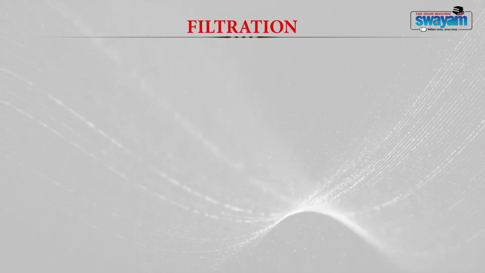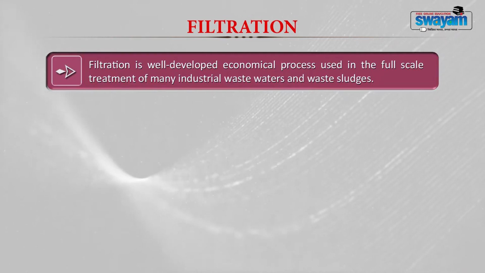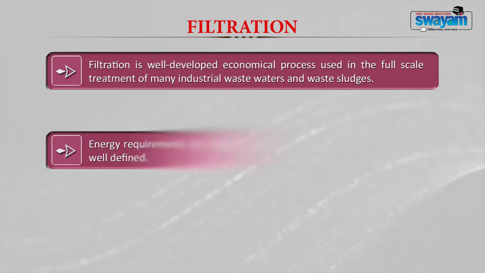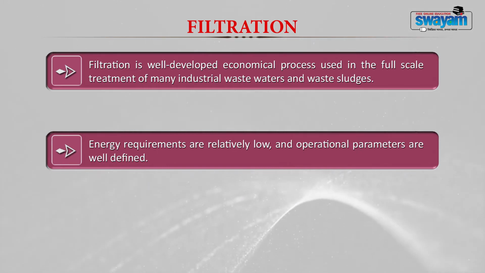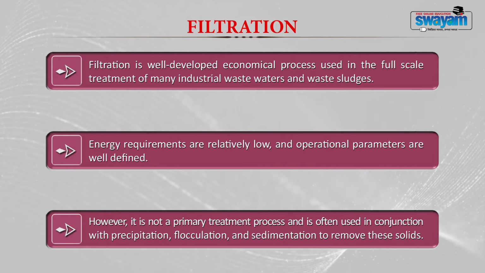Now, filtration is the next type of physical treatment method, and it is well developed and it is an economical process when you use it in a full scale treatment of industrial wastewater and waste sludges. Now, the energy requirement for this process is very low and operational parameters are well defined. But this filtration process is not used as a primary treatment process, and it is generally used in association with other processes like precipitation, flocculation, sedimentation and so on.